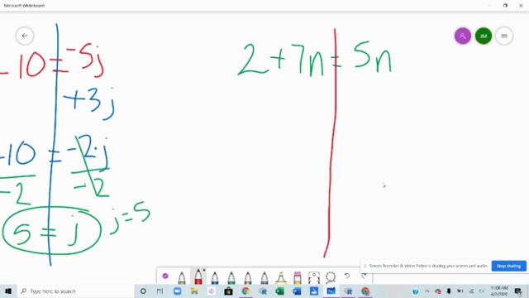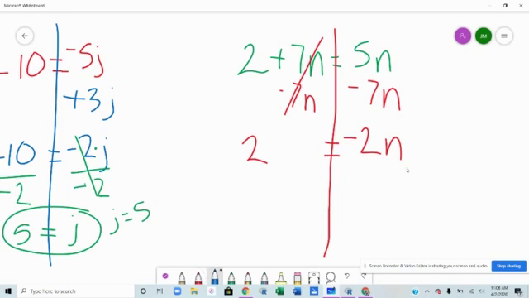All right, your first step should have been to move the variable since you have a 7n and a 5n. I hope that you moved this 7n over to the right side since this is already by itself, but there's a plus 2 over here. So moving your plus 7n would be better by subtracting 7n from both sides. Leaves you with 2. 7n minus 7n is gone. Equals 5n minus 7n is negative 2n.